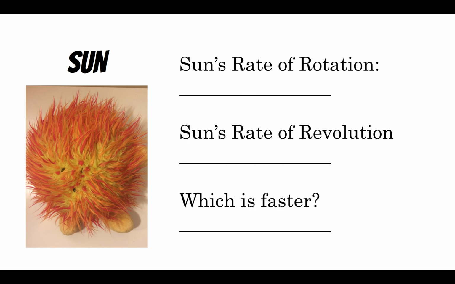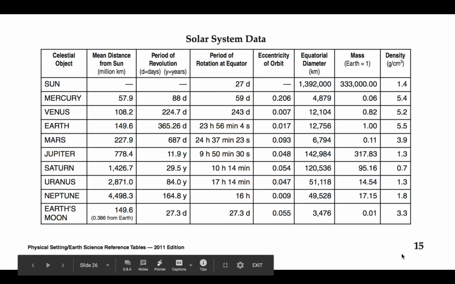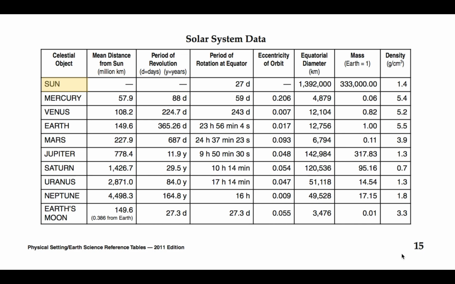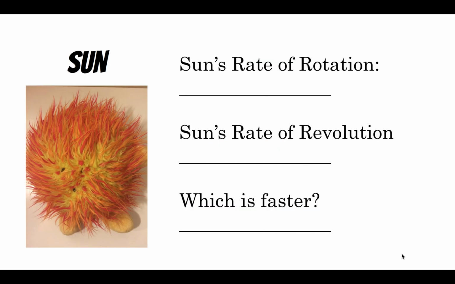Now we're going to look at each of the parts, the rate of rotation, the rate of revolution, and which is faster. So first, let's look at the sun. What is the sun's rate of rotation? So we need to go to our Earth Science Reference Table, find the sun, the period of rotation, and we can see that the period of rotation will be 27 days. So the sun's rate of rotation, 27 days.